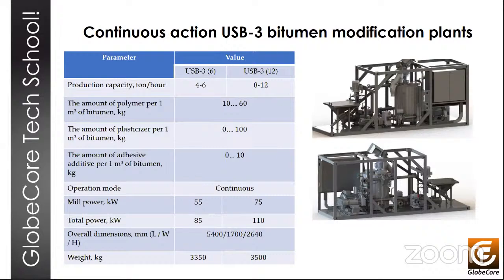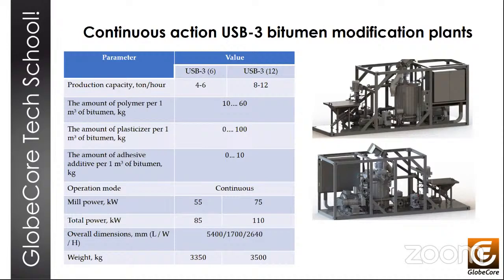However, there are already promising developments underway to expand the model range with capacities of 20 and 40 cubic meters per hour continuously. So the design of our plants allows the use of any modifiers known today, including crumb rubber, various special additives, along with just about all known SBS polymers, which can come in the form of granules, powder, or liquid. The plant allows for new formulations of modified bitumen in which the introduction of adhesive additives and plasticizer is required. So let's take a closer look at the design of this machine.